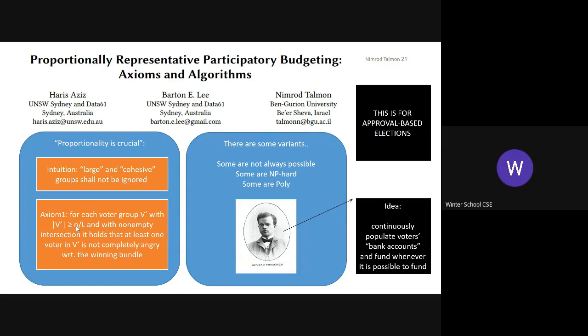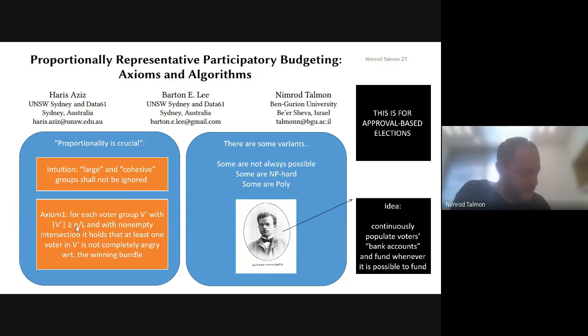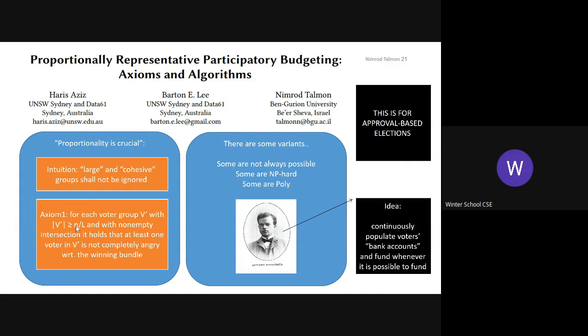Hi, Nimrod, can you hear me? Yeah, sure. Thanks. So I have a question about the Condorcet winners part. Yeah. So did you say that for certain preference extensions from individual projects to bundles of projects, the Condorcet problem was hard? Maybe I missed it.